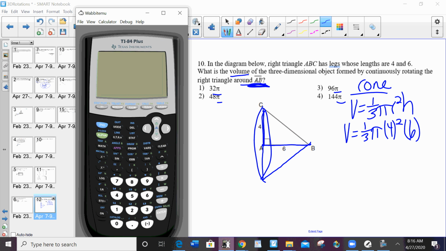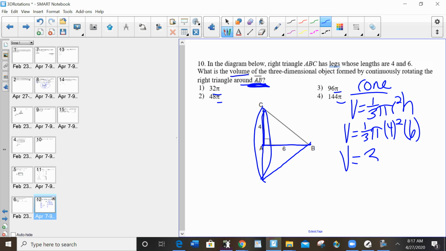So I'm just going to pull up my calculator. I'm going to type in 1/3. Again, I'm not going to type pi in since the answers all have pi in them. 4 squared times 6, 32. So V equals 32 pi. Choice 1's the answer. And that's it.